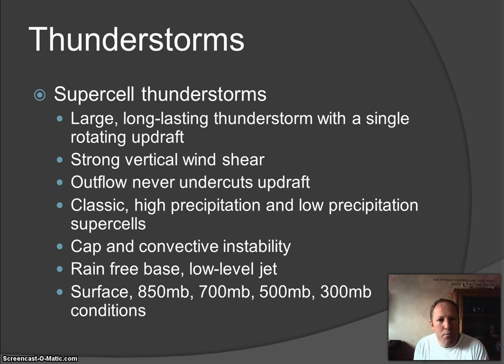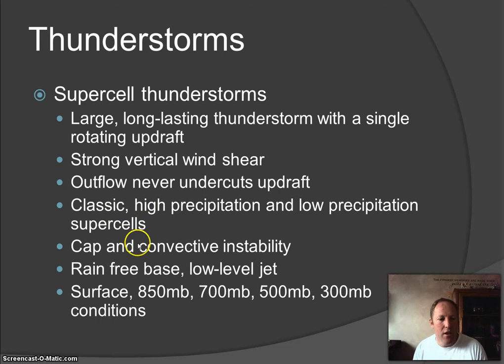Thunderstorms. Again, a supercell thunderstorm. Let's talk about that. Large, long-lasting thunderstorm with a single rotating updraft. Strong vertical wind shear. In other words, changing wind direction with height or speed. Outflow never undercuts the updraft. Classic, high precipitation and low precipitation supercells.